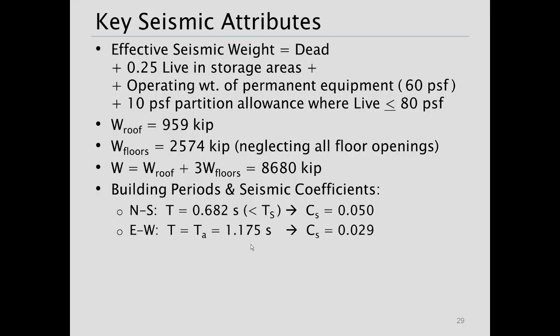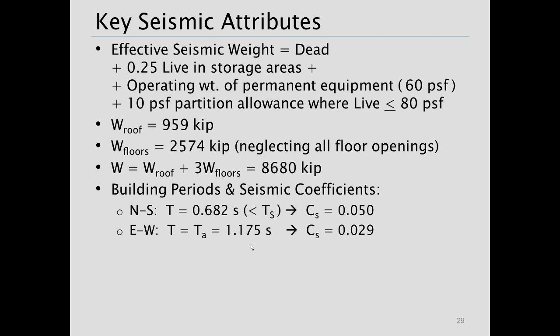In terms of seismic load, we'll take the effective seismic weight based on ASCE 7 as the dead load, plus 25% of the live load in the storage areas there in the middle of the building. I'm taking the operating weight of the permanent equipment, a bit high, but 60 PSF, pretty much the equipment load that we went with there for the mechanical area at the roof. And then ASCE 7 indicates that we have to take a 10 PSF minimum partition allowance, or higher than that if your partitions are actually larger than that. We're going to take the 10 PSF partition allowance in the areas where the live load is less than or equal to 80 PSF, so basically the main office areas of the building.